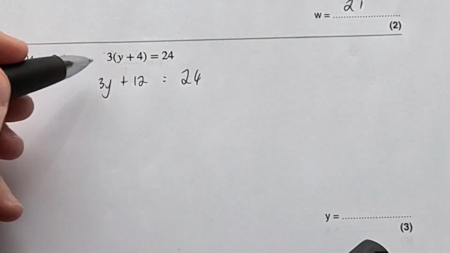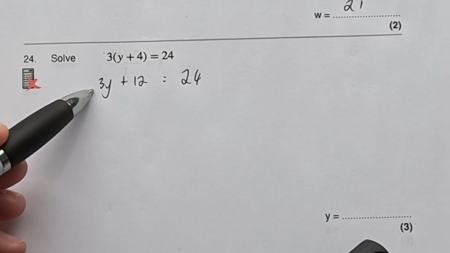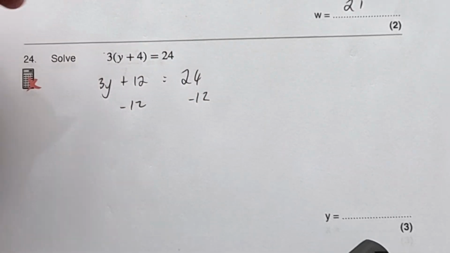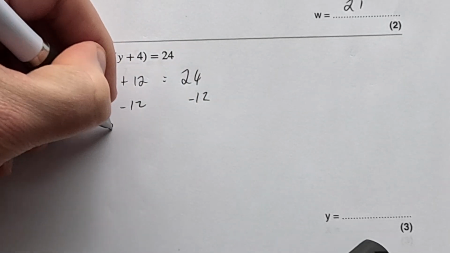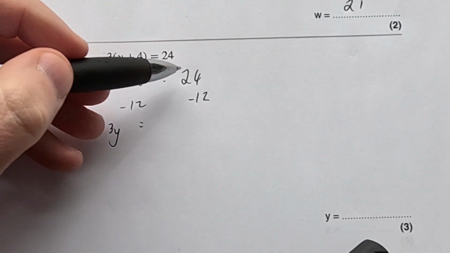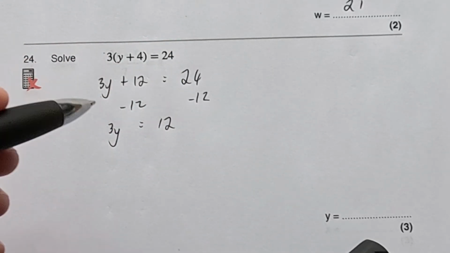So we've just expanded the brackets, now we need to solve the equation. So we want to get rid of this plus 12, and then we want to get rid of this multiplied by 3. So let's take away 12 and take away 12. On the left hand side, we'll be left with 3y, because we're taking away 12 to get rid of the plus 12. And on the right hand side of the equation, we have 24, take away 12 is equal to 12. So we've now got that 3y equals 12.